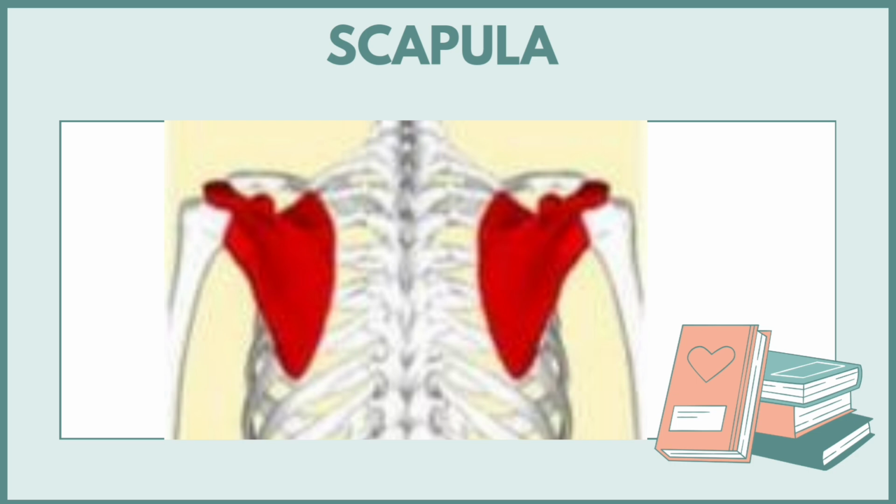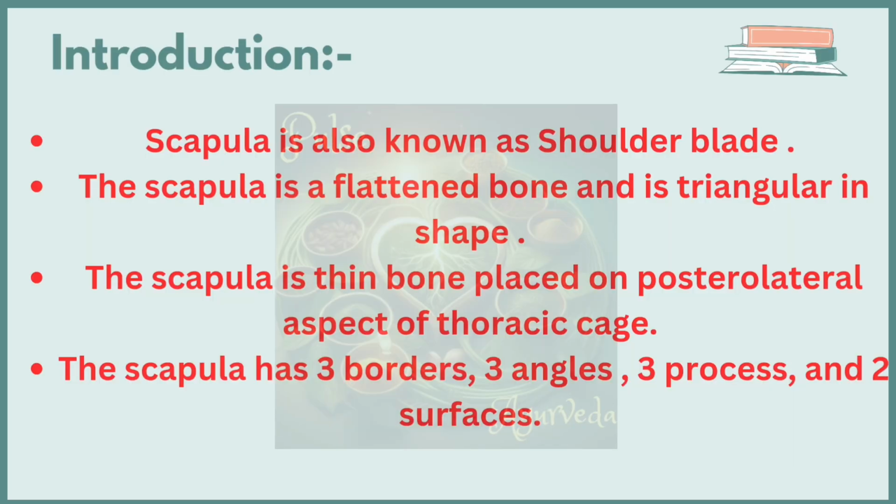Introduction. Scapula is also known as shoulder blade. The scapula is a flattened bone and is triangular in shape. The scapula is a thin bone placed on the posterolateral aspect of our thoracic cage. The scapula has three borders, three angles, three processes, and two surfaces. The scapula also has a glenoid angle or a glenoid cavity. The dorsal surface of scapula is divided into two parts, supraspinous and infraspinous fossa.